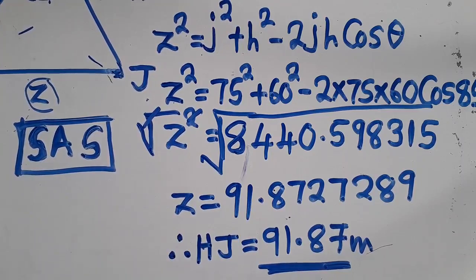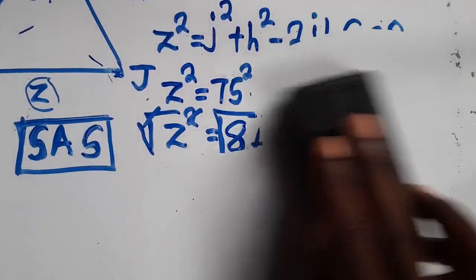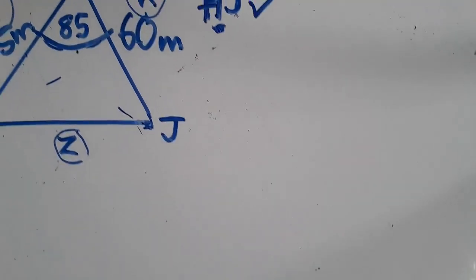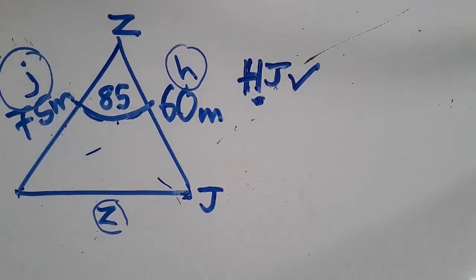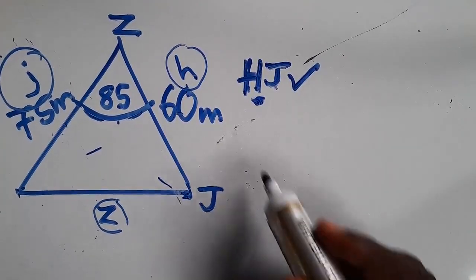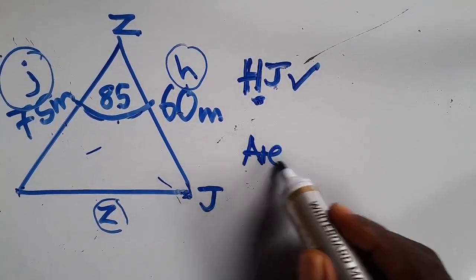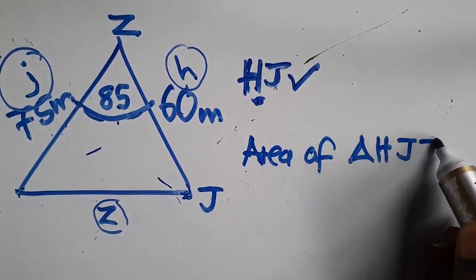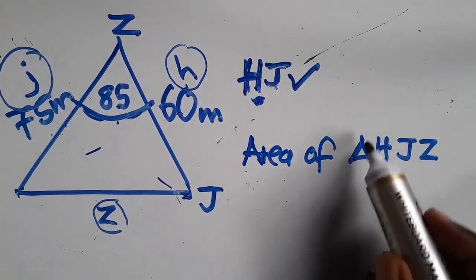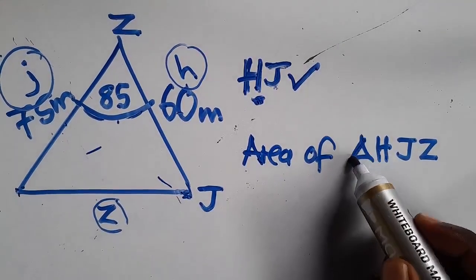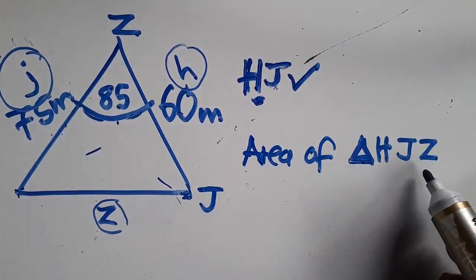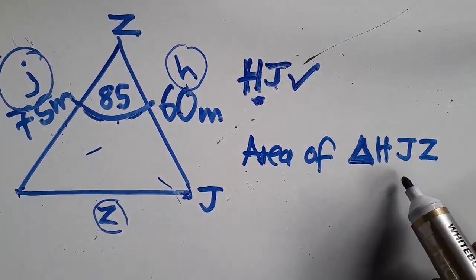So we've answered this one. Let us now go to area of a triangle. How can you find the area of a triangle? I know there are certain people that are saying this is now very simple. It is now simple, which is very good. So we want to find the area of this triangle. Area of triangle, we can say HJZ. This is another way you can say want to find the area of triangle HJZ. So how can we find the area of that triangle?